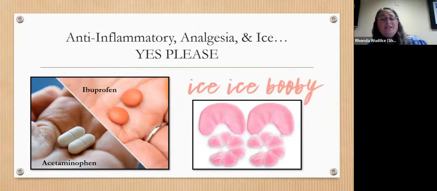So what are we going to do? Anti-inflammatory such as ibuprofen, analgesics such as Tylenol or acetaminophen, and ice. These are the things we want to be starting with. The protocol gives recommendations for the dosages and the frequencies for those medications. And it also talks about some other things that we'll get into, that are good resources.